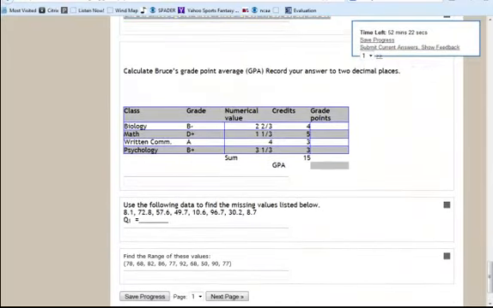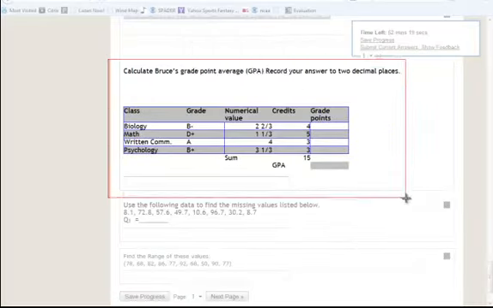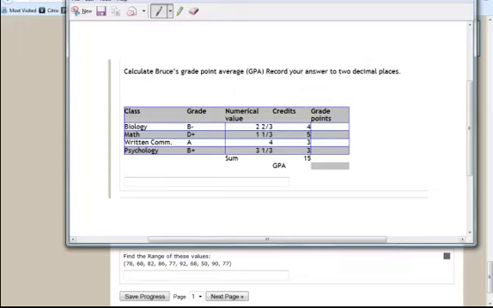To find the GPA, it's really important that you don't change it into a decimal number. Just leave it as a fraction. So for this first one, you multiply the 2 2/3 times 4, you get 32/3.